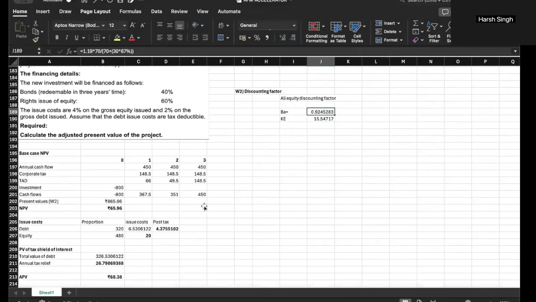Second, in issue cost, we did one thing new over here. We took post tax on debt. Why? Because the question clearly said we have to consider post tax. Now, while finding the tax shield, we actually increased the total value of debt. Why do we do that, everyone? Because debt is given on a percentage basis over here and not as an absolute value. Also, debt was given as gross.